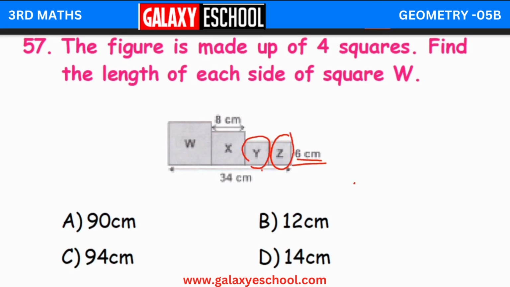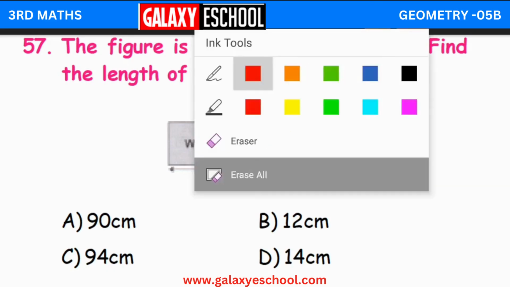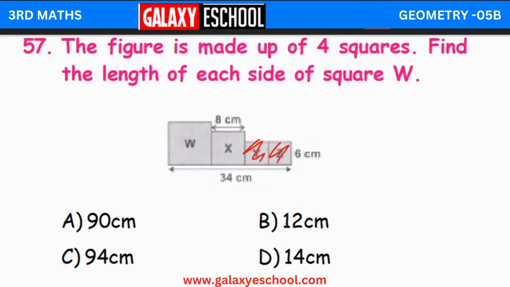But for Y, what will be the length of the side, children? As we can see, Y and Z are of the same size. They are both congruent figures. They are of the same size. So even the length of the side of square Y is also 6 centimeters. For square X, the length of the side is 8 centimeters. So only the length of W is missing.